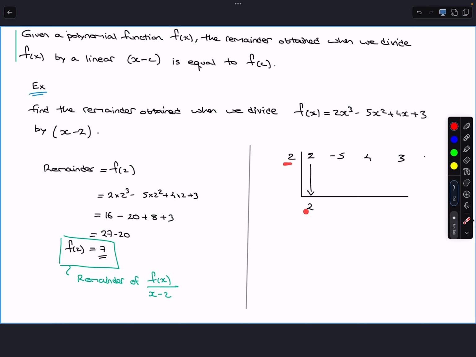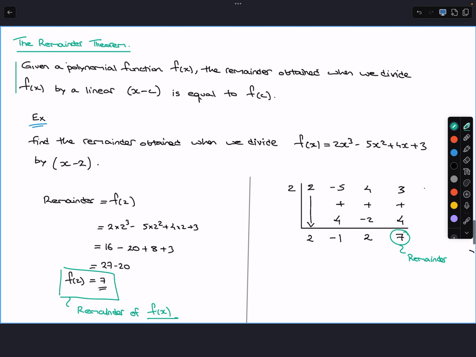I'll have 2 times 2, which is 4, which I write in the next column. I add that 4 to the negative 5 above it, which gives us negative 1. I then have 2 times negative 1, which is negative 2. I add that to the 4 above it, so 4 plus negative 2 is 2. Finally, 2 times 2 is 4. I write that in the next column, and add the 3 above it, which is 7. This 7 is the remainder we obtain when dividing f of x by x minus 2.